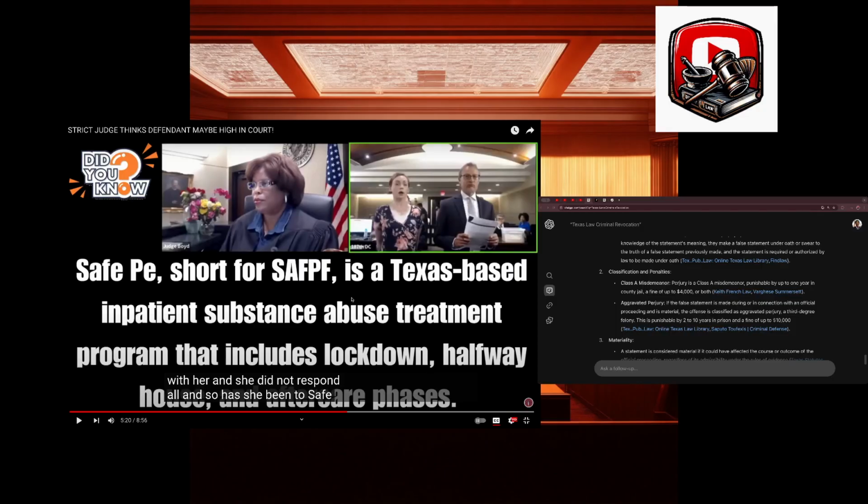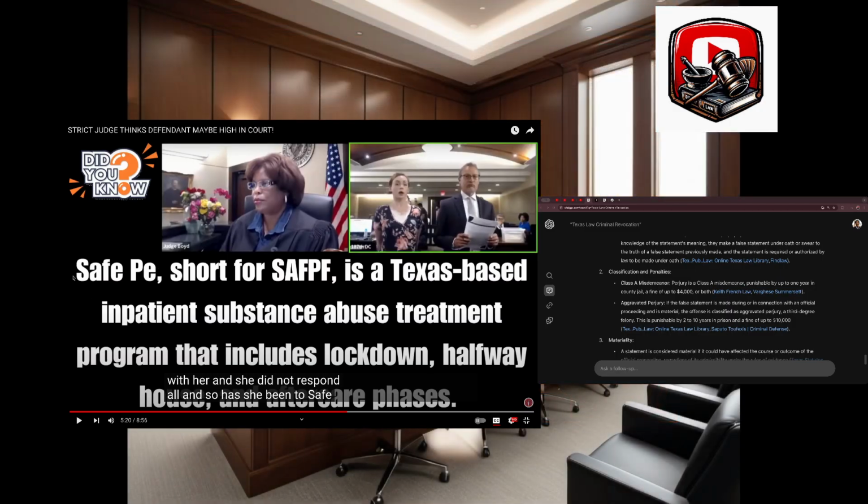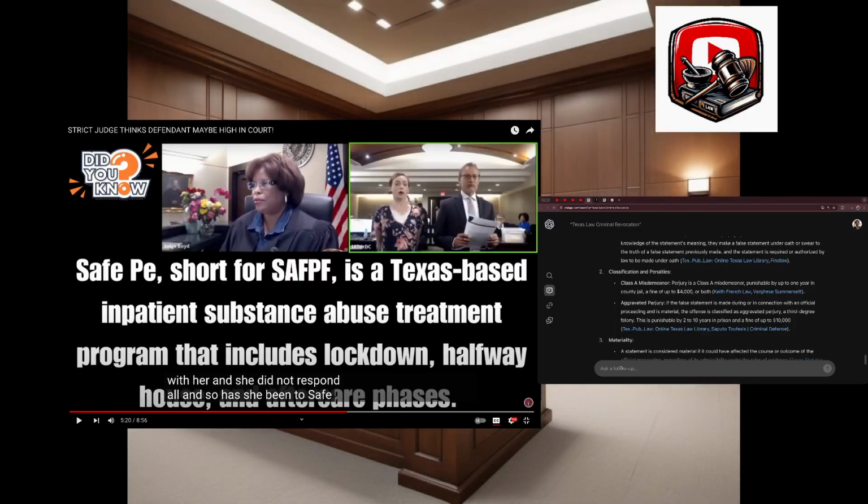All right, and once again, I really like how they do things. They have put up the information of what is Safe-P. It's short for SAFPF. Let's throw this into our search over here, and we'll find out exactly what that means.